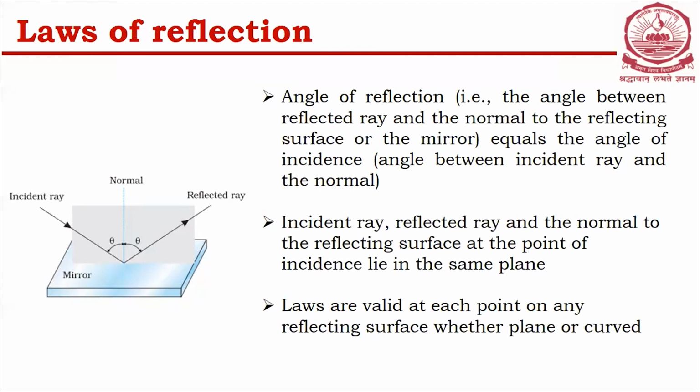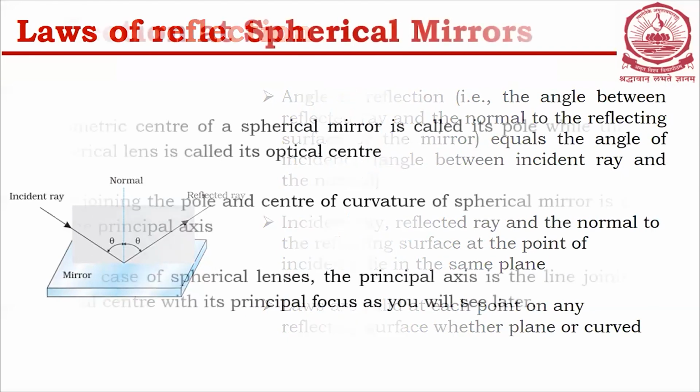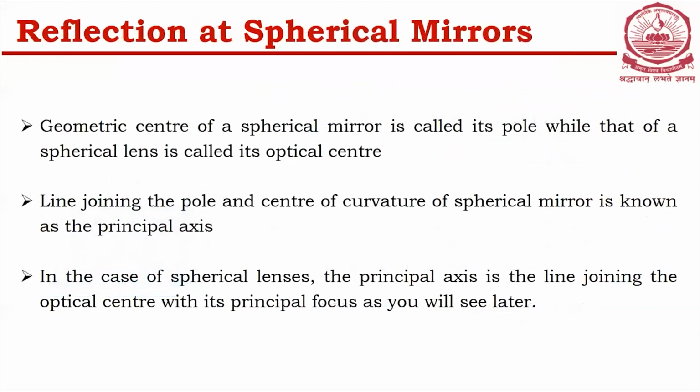You have to take the point at which the light is falling, and consider the normal at that point, and then it will follow the law of reflection and the second law, that is, the normal, incident ray, and reflected ray all lie in the same plane. Hope it's clear. The next thing is how reflection takes place in spherical mirrors.